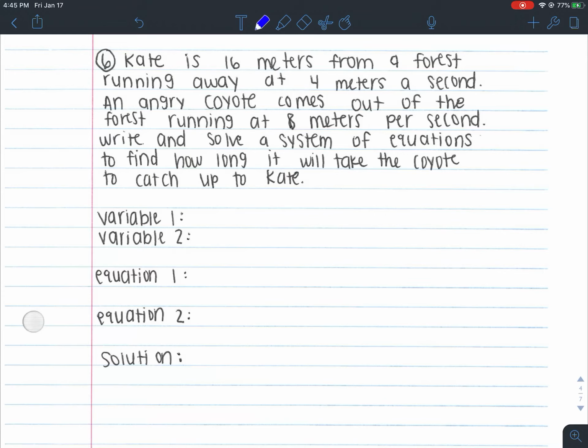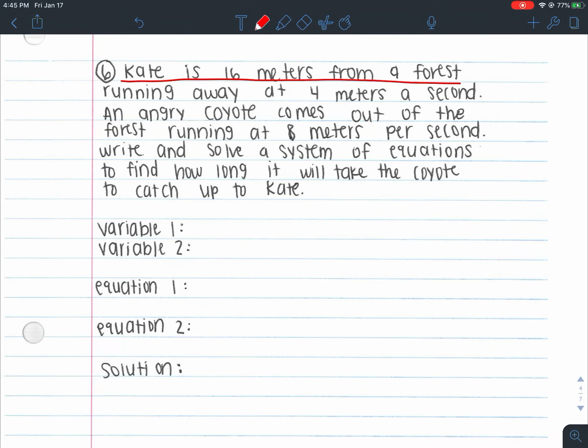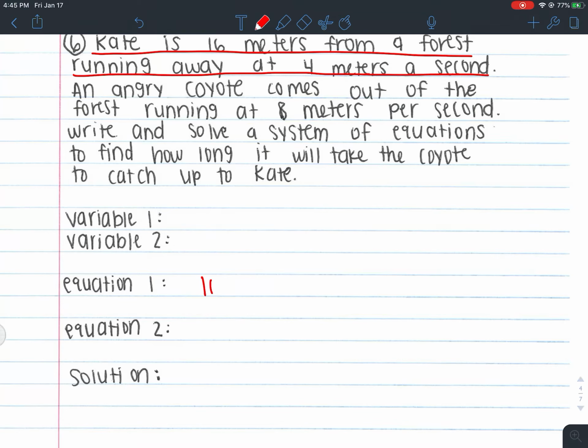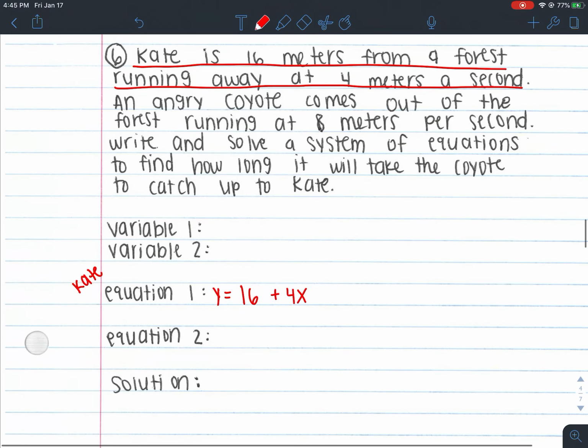So basically there's two things going on here, right? Kate's running out of the forest at a certain speed, and the coyote's running out of the forest at a certain speed. Sometimes in these problems, if it's not clear at the very beginning, let's come up with the equations first. We know Kate is 16 meters away from the forest and she's running at 4 meters a second. So in equation 1, she starts 16 meters away and she's running 4 meters a second, so plus 4x. This needs to be an equation, so I have y equals 16 plus 4x. This represents Kate.